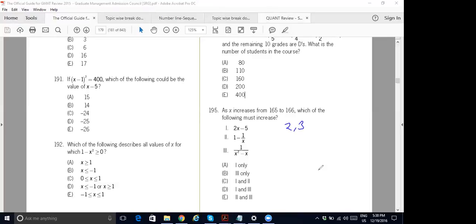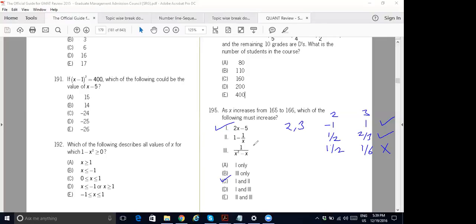2 and 3. Yeah. So for 2 and for 3, what is the value? If we put 2 in statement 1, 4 minus 5 will give negative 1. 3 in 1 will give plus 1. Yes, there is an increase. 1 minus 1 by 2 is 1 by 2. 1 minus 1 by 3 is 2 by 3. Yes, there is an increase. 1 upon 4 minus 2 is 1 by 2, and 1 upon 9 minus 3 is 1 by 6. Now there is a decrease.